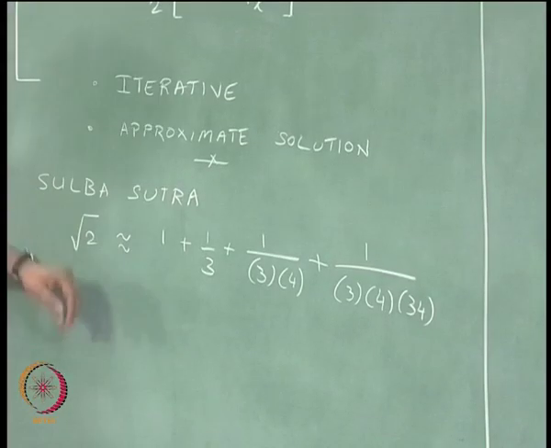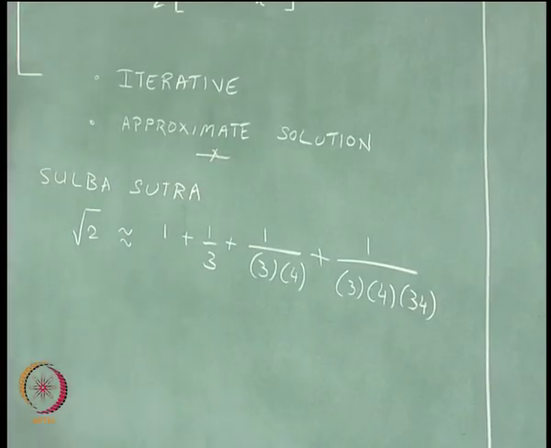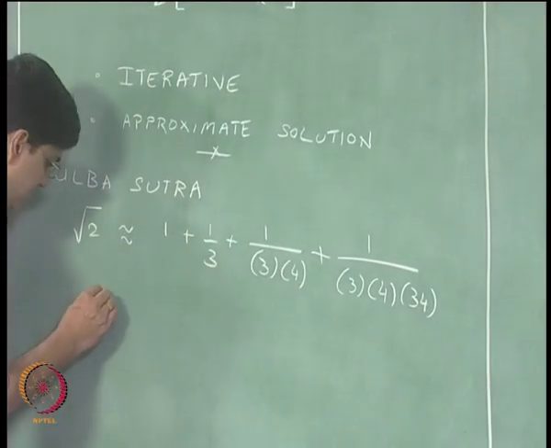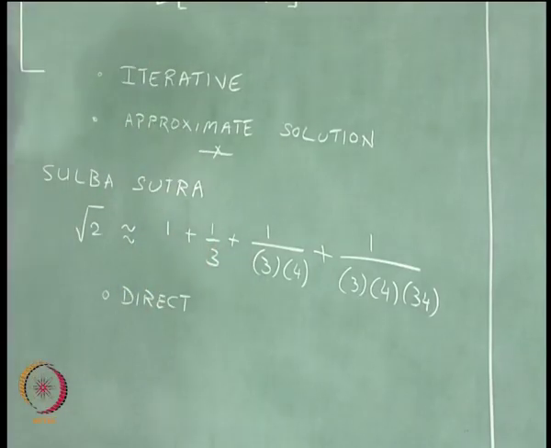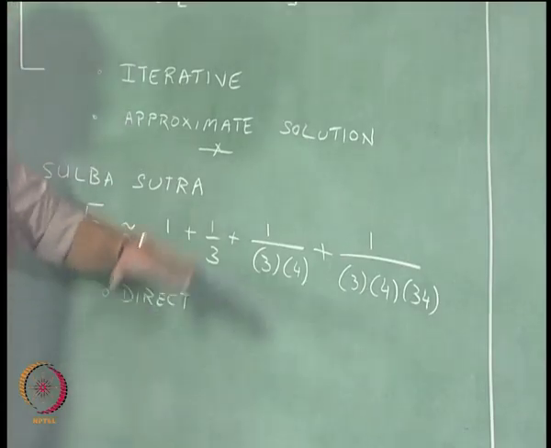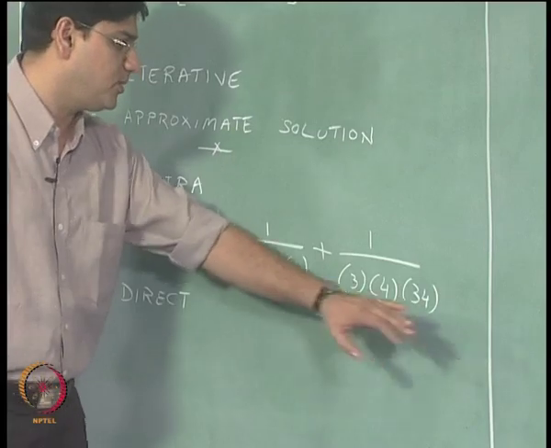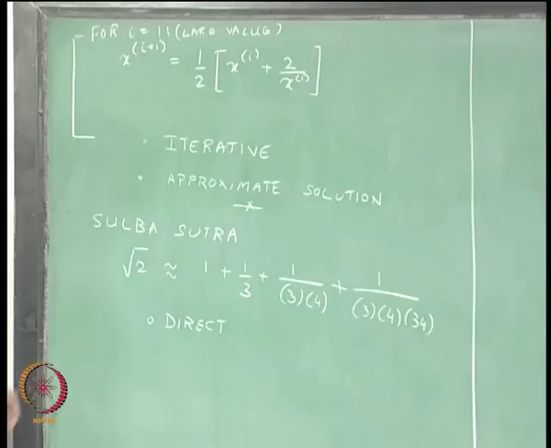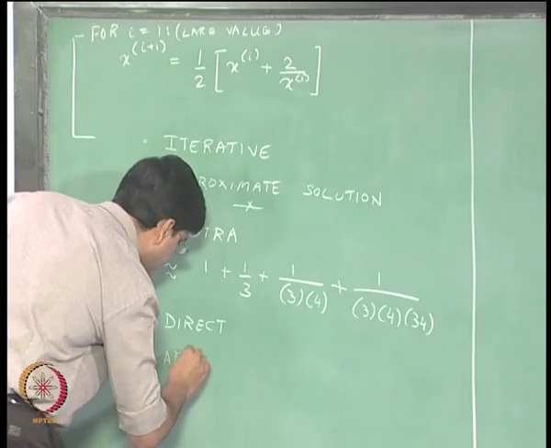It came approximately in 600 BC, and this is the approximate value of square root of 2 that the Sulba Sutra gives you. Now this particular method is what is known as a direct method. Okay. Why it is direct is because there is no iteration. You are not going over this particular equation again and again. You are taking one equation, plugging in those values, you will get the final solution, and that is why it is a direct method. But again, the solution is not a true solution, but it is only an approximate solution.